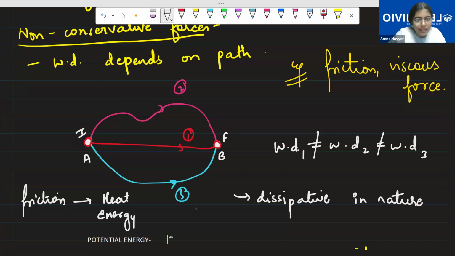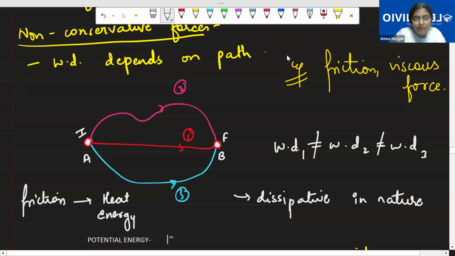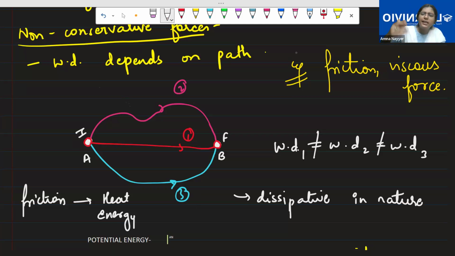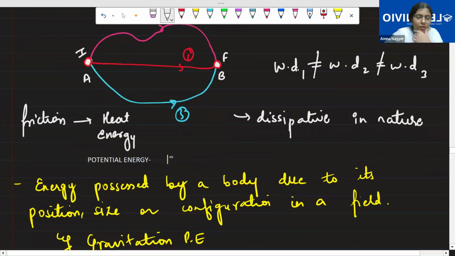Now, have you all understood a little bit about it? Yes, ma'am. With usage of words and the energies, these will become clear.